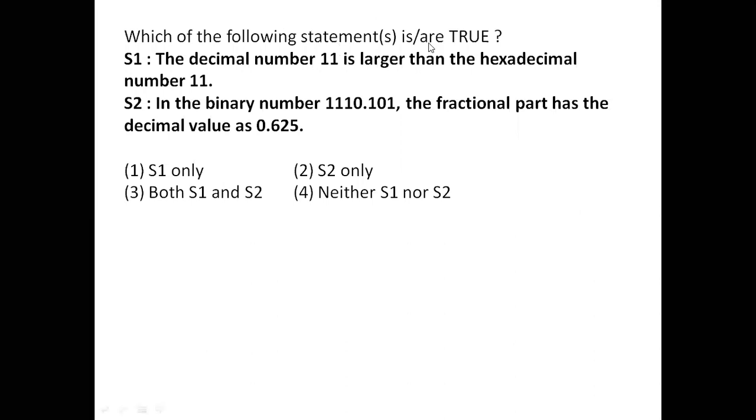Which of the following statements is true? Either one statement may be true or both the statements may be true. Let's look into the first statement they have given. The decimal number 11 is larger than the hexadecimal number 11. They've given the decimal number 11 and the hexadecimal number 11, and what we have to identify is which one is greater. In the binary number, it is given 1110.101. They asked us only about the fractional part, which has the decimal value 0.625.